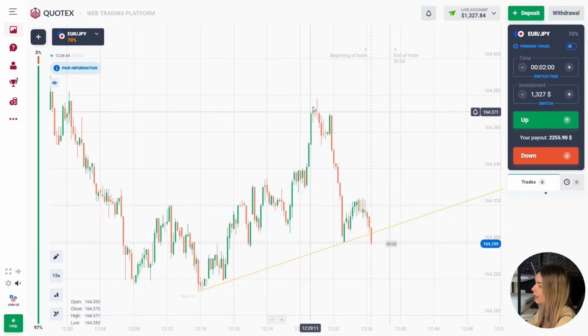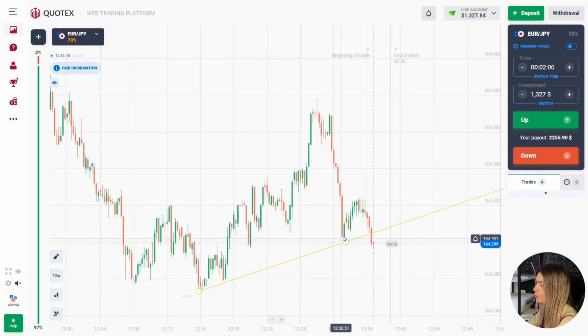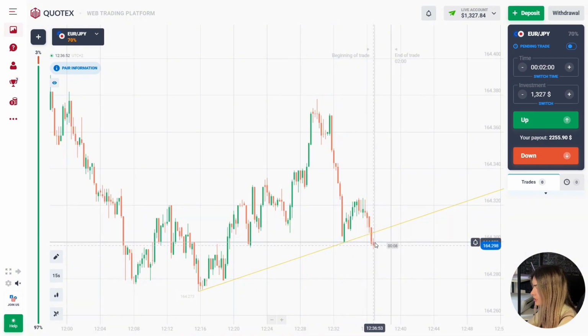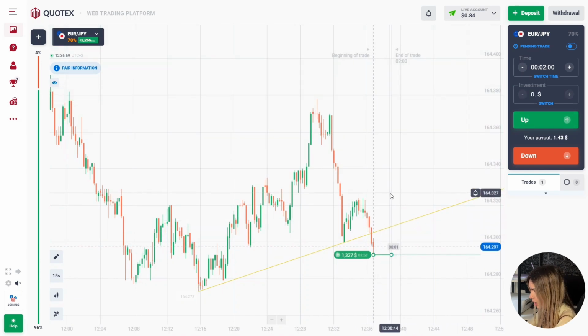Okay guys, here I marked the trend line for the main price lows. At the moment, the price is once again coming to the line. Here I will open a deal for 2 minutes up. I think there will be a reaction near this line and the price will bounce up.